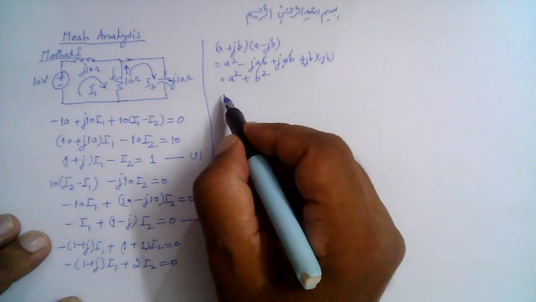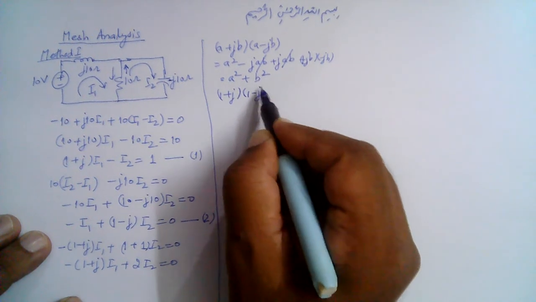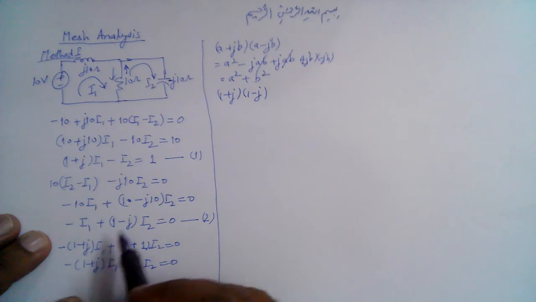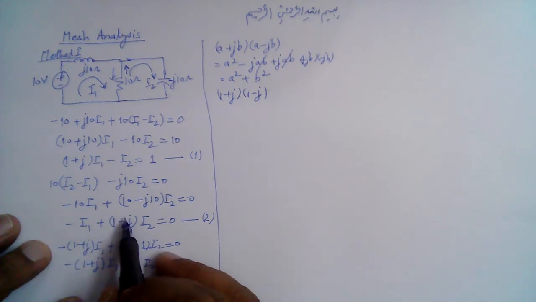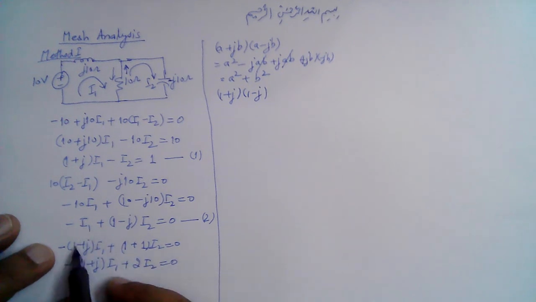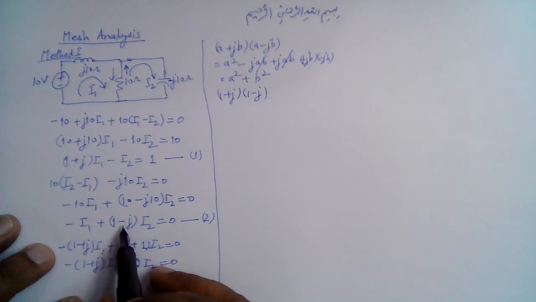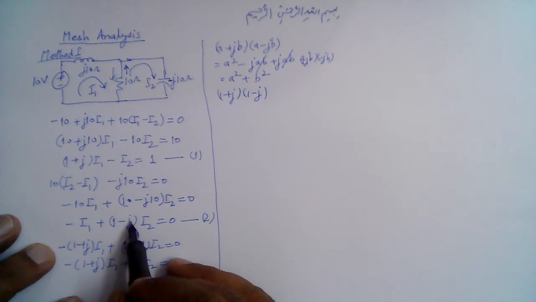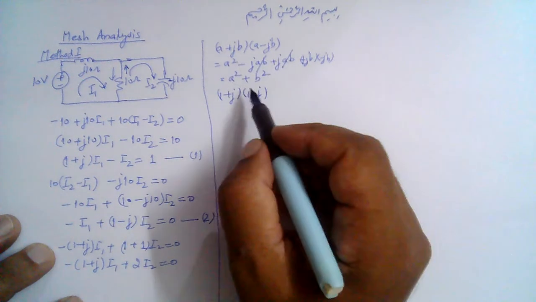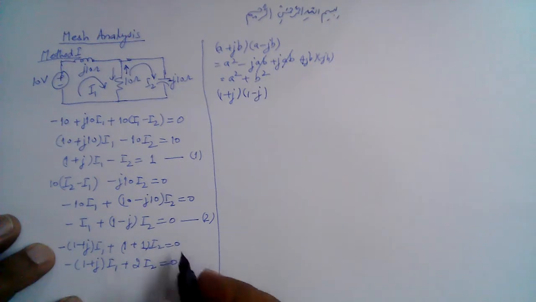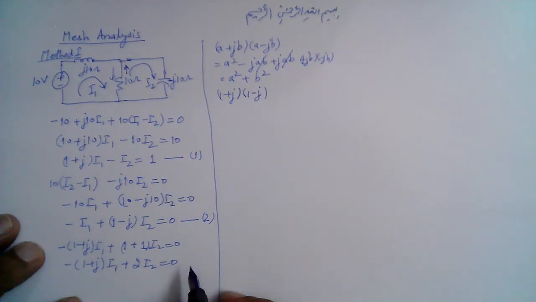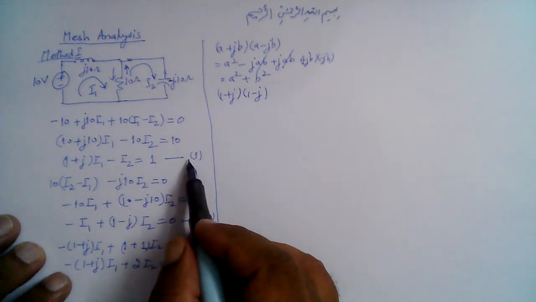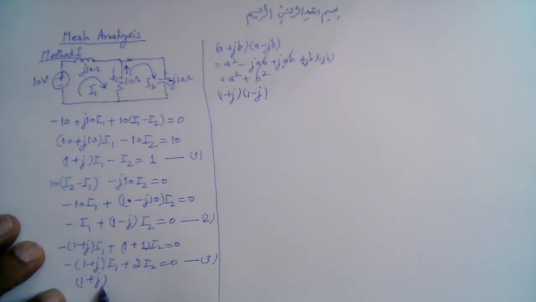So 1 plus j into 1 minus j here, right? We multiplied this equation by 1 plus j, so this is minus 1 plus j I1, and then 1 plus j into 1 minus j is equal to 1 square plus the coefficient of j. So b is 1 here, a is 1 here, so that will be 1 square plus 1 square, that will be 2, right? So this is 2 I2 is equal to 0. This is the modified form of equation number 2, and we call it equation number 3. And let's add equation 1 here. So 1 plus j I1 minus I2 is equal to 1.